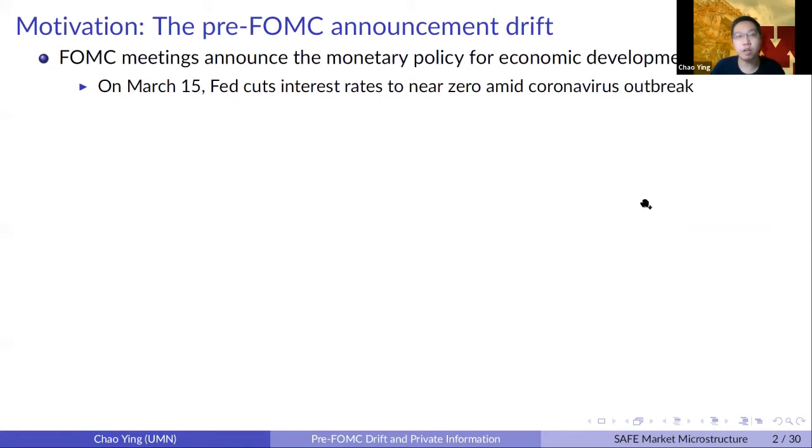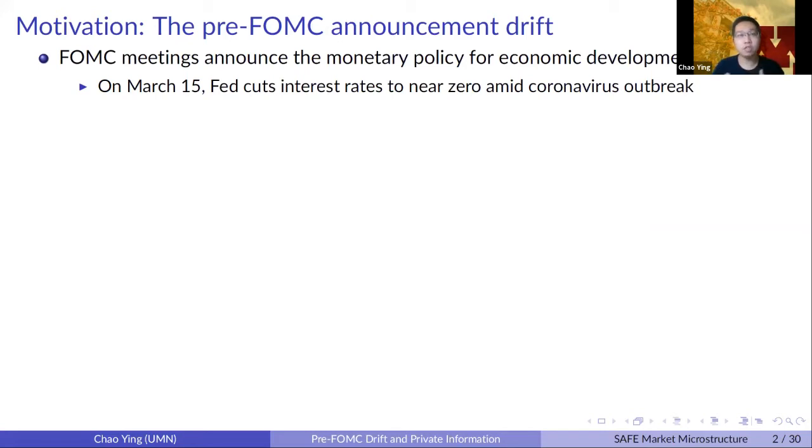The Federal Open Market Committee meetings have gathered a lot of attention since they announce the monetary policy for economic developments. For example, recently on March 15, the Fed cut the interest rate to near zero to ease the economic effect of the pandemic. Asset markets responded very strongly after that.